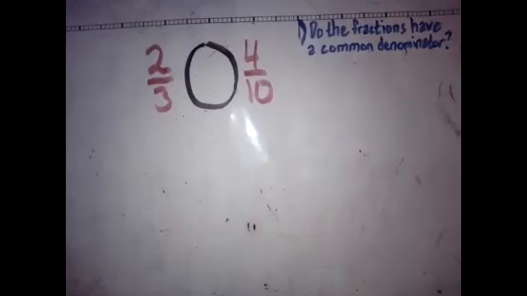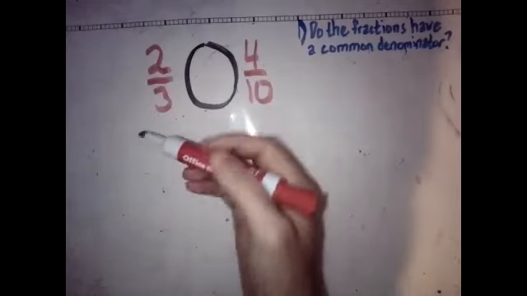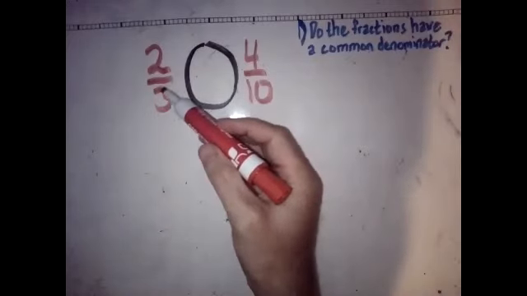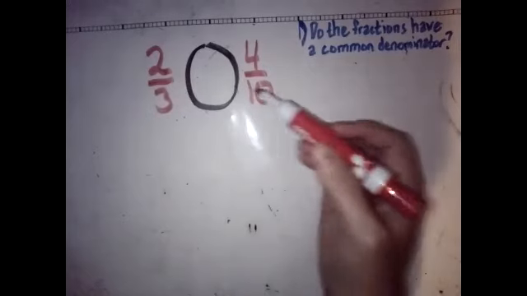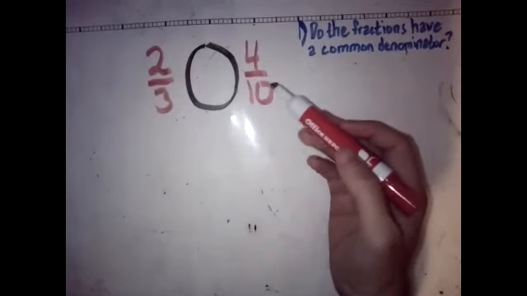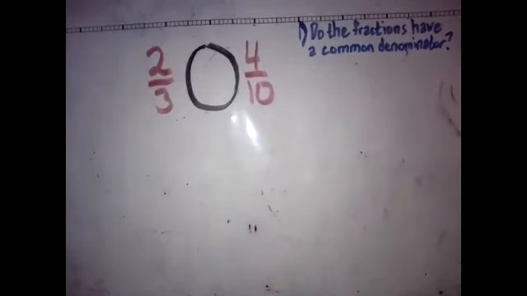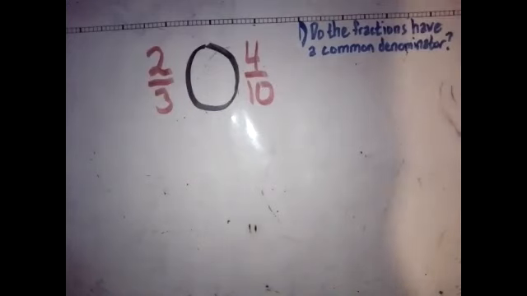Do the fractions have a common denominator? So we're going to look at the denominator, how many pieces our whole has been broken into. For 2/3, it's been broken into 3 pieces. For 4/10, it's been broken into 10 pieces. We do not have a common denominator. So we go on to our next question.